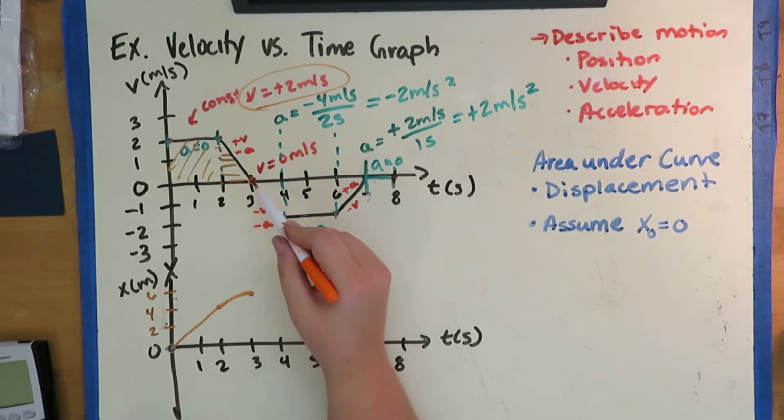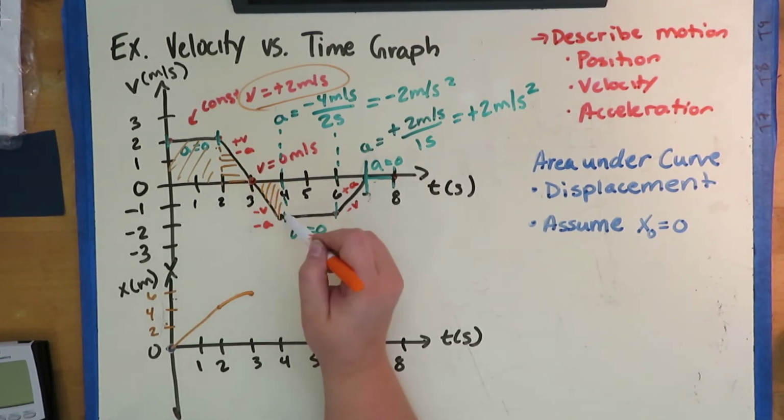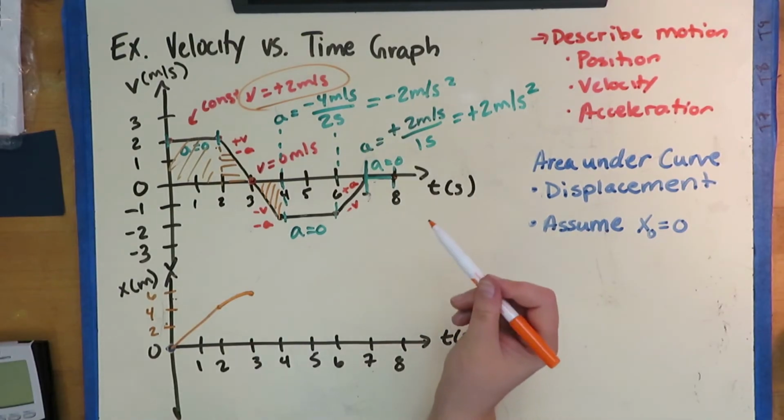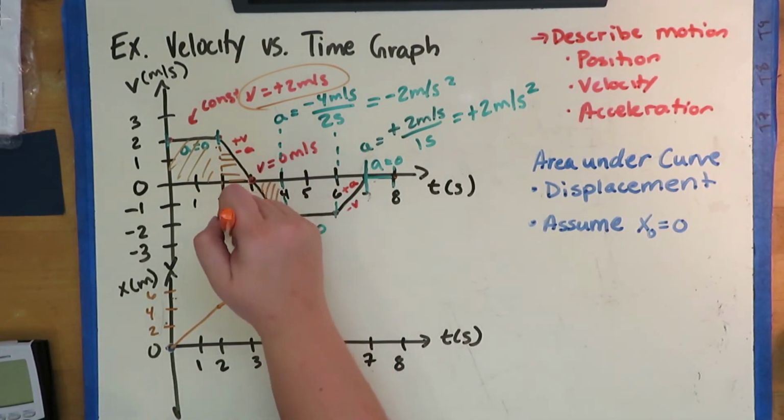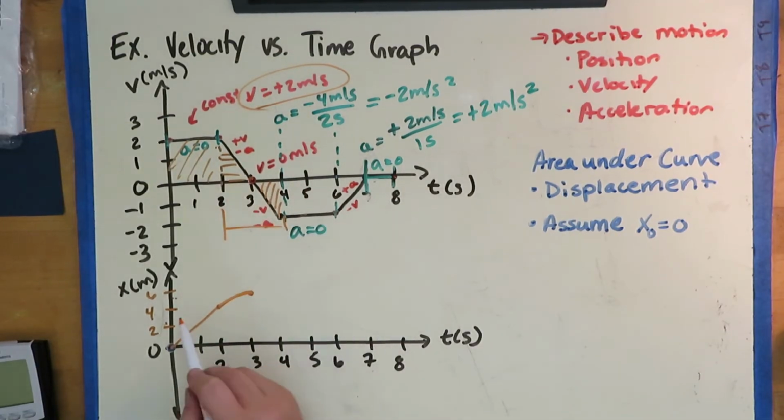And then from 3 to 4 seconds, since it's 1 second with the same acceleration, I'm also going to go just 1 meter. So basically from 2 seconds to 4 seconds, I'm just going to come back to where I started at 2 seconds. So that's going to be just a smooth curve.